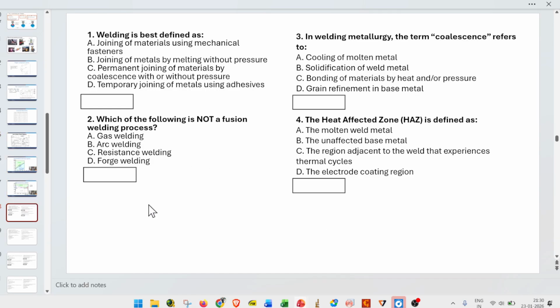Okay, let's try to solve some of the problems which we have discussed till now. First, welding is best defined as: option A, joining of the materials by using mechanical fastening. Second, joining of the metals by melting without pressure. Third, permanent joining of the metals with or without using pressure. D, temporary joining of the metal using adhesive.